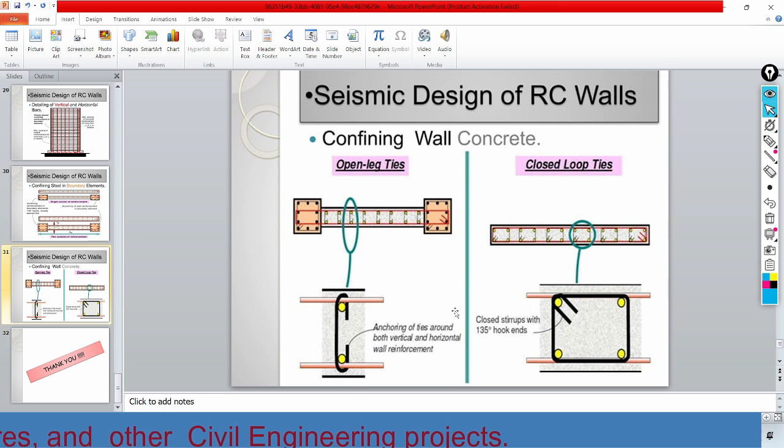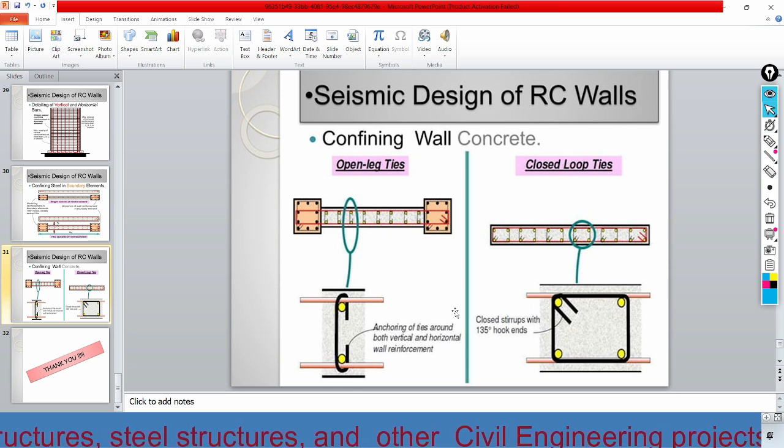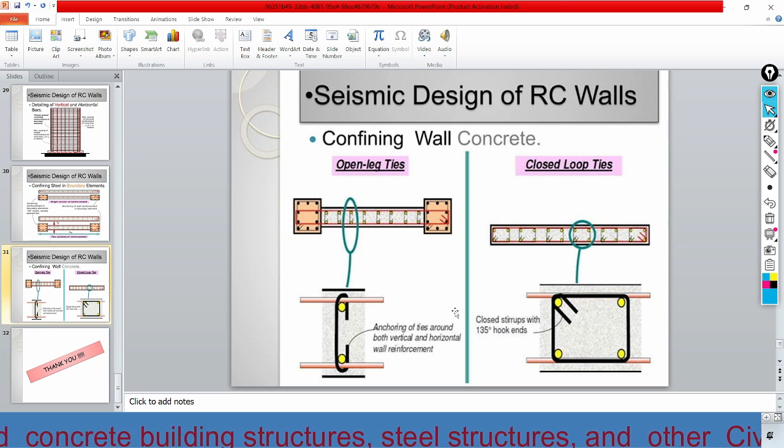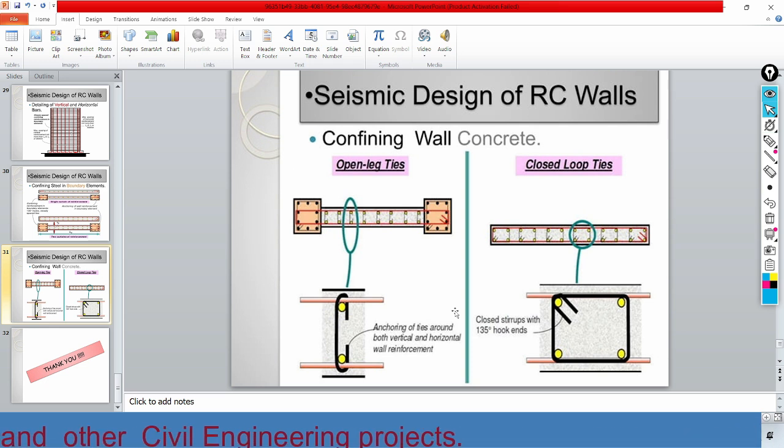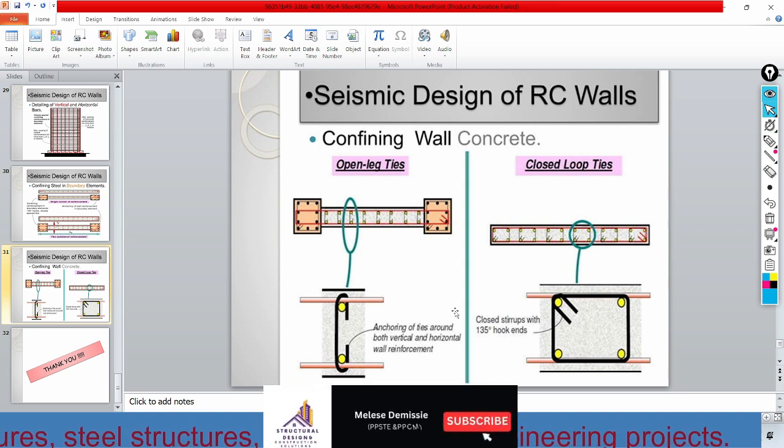We'll meet in tutorial part 21, which will focus on the detailed design of the shear wall with reference to this high-rise building.